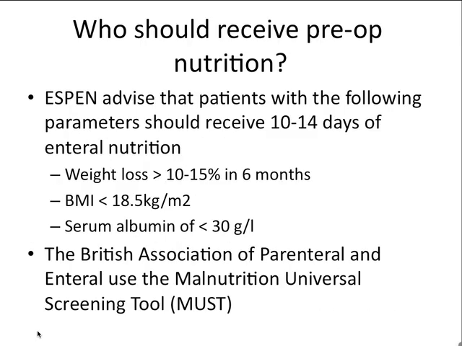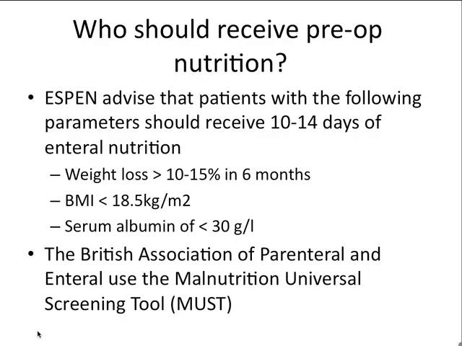So who should receive preoperative nutrition? Well, the European Society of Parenteral and Enteral Nutrition state that people should receive 14 days of enteral nutrition if they have weight loss of 10 to 15% in 6 months, a BMI of less than 18.5 or a serum albumin of less than 30. And you just need to think about some of your cystectomy patients, and there'll be a significant number of them who achieve those criteria.